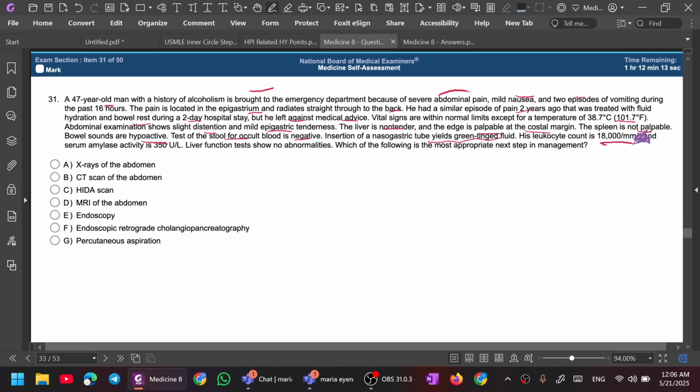His leukocyte count is 18,000. Serum amylase is 350. Liver function test normal. Which of the following is the next step in management?